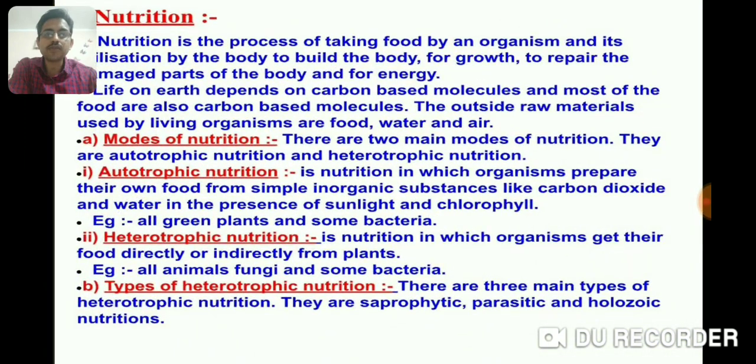What is nutrition? Nutrition is the process of taking food by an organism and its complete utilization in the body to build the body for growth, to repair the damaged parts of the body, and for energy.